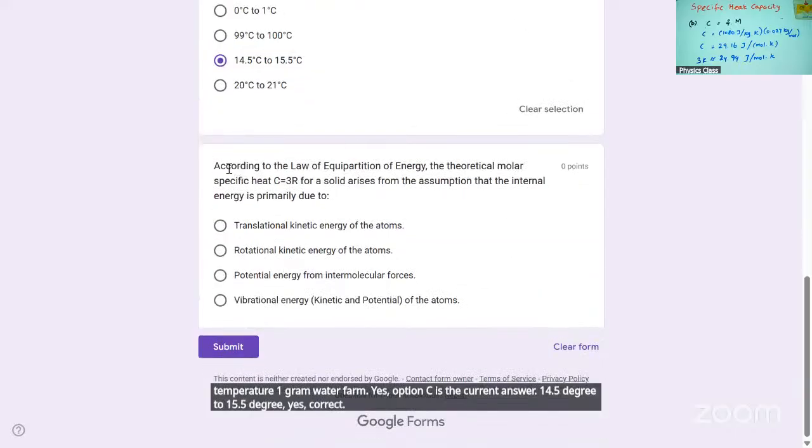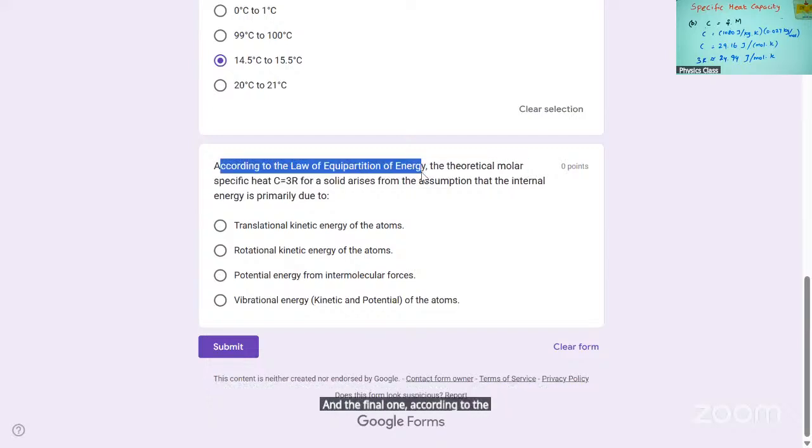Yes, correct. And the final one: according to the law of equipartition of energy, the theoretical molar specific heat capacity C, 3R for a solid, arises from the assumption that the internal energy is primarily due to translational kinetic energy, rotational kinetic energy, potential energy, or vibration energy of the atoms. So according to the law of equipartition of energy, C is approximately 3R primarily due to the vibrational energy of the atom, that is kinetic and potential energy of the atom. Okay, we can see the answers.